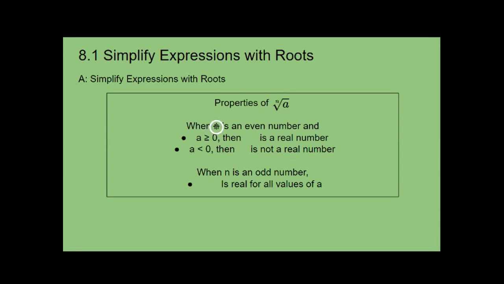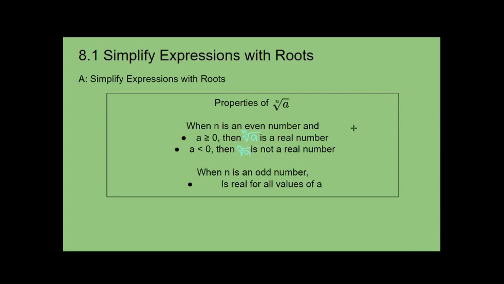When n is an even number, and we're taking an even root, and a is greater than or equal to 0, then the nth root of a is a real number. However, if n is an even number and a is less than 0, which means a has a negative symbol on it, then the nth root of a is not a real number.